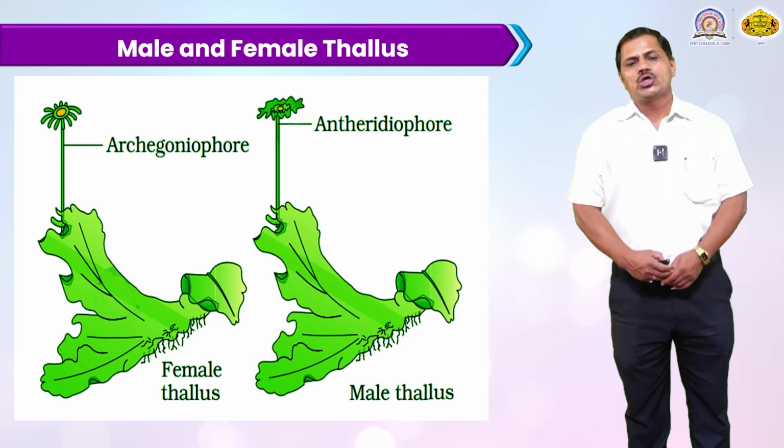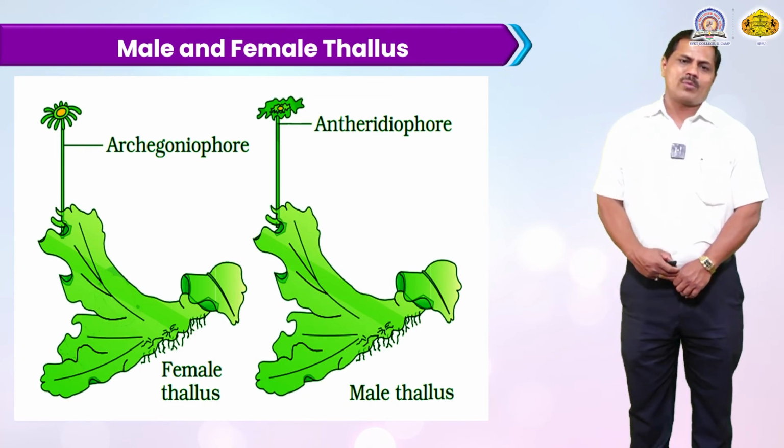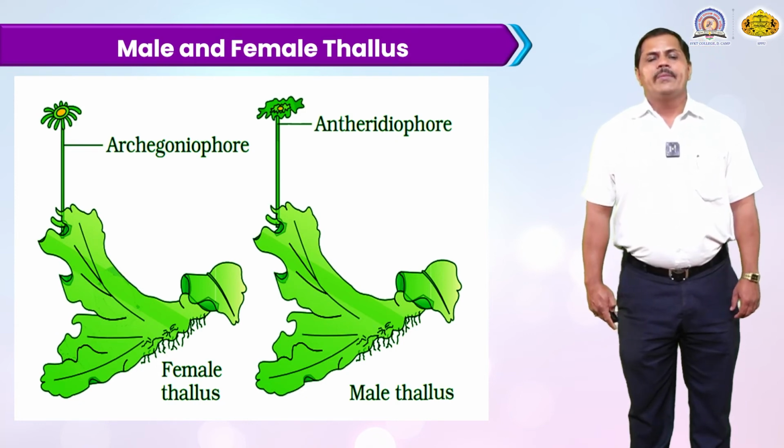Then sexual reproduction: male and female thallus. They are the archegonia formation and the antheridia formation. They are called the male thallus and the female thallus.